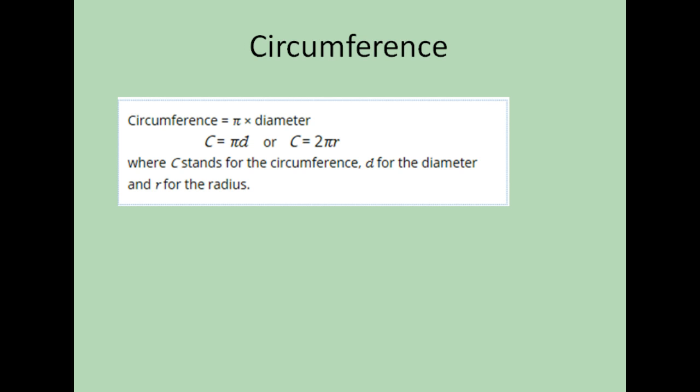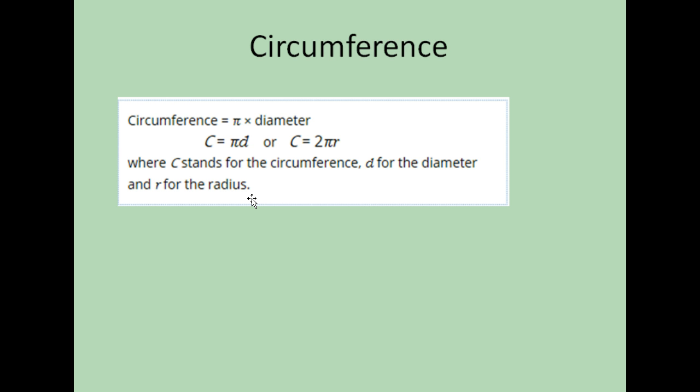Okay, let's get into circumference. Circumference is equal to pi times the diameter. We use this formula here: C equals pi times d. So pi times the diameter. Or, if we've been given the radius, the circumference is equal to 2 times pi times r. You've got to times the r by 2 because it's half the diameter, or the diameter is twice as big as the radius. So C stands for the circumference, D is for the diameter if you're given the diameter, and R is for the radius if you're given the radius.